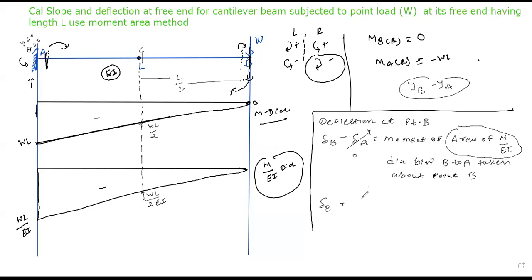Okay, first of all let's find the area. That area is nothing but -1/2 into WL divided by EI into L. That is your area. Everybody with me? Now can anyone tell me at which point this total area will act? At which point will this total area act? Can anyone tell me? At which point does the total area of your body act?